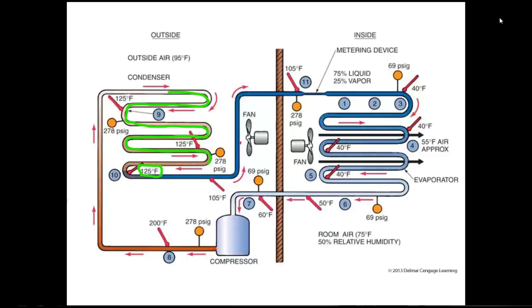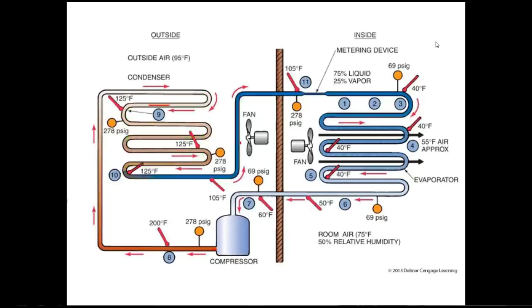Okay, so we are at the saturation point through the condensing coil. We're dumping the heat to the outside air. And at a certain point, we are now back to 100% liquid. Now the heat that is being released from this liquid is in the form of subcooled liquid. And let's take a look at that.